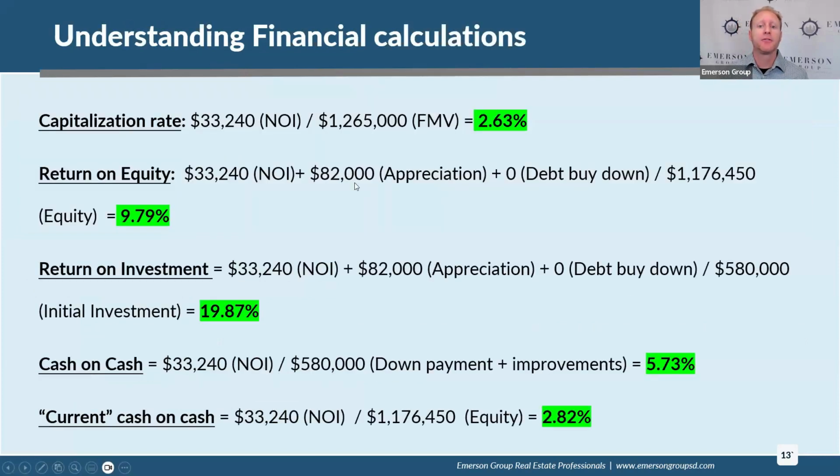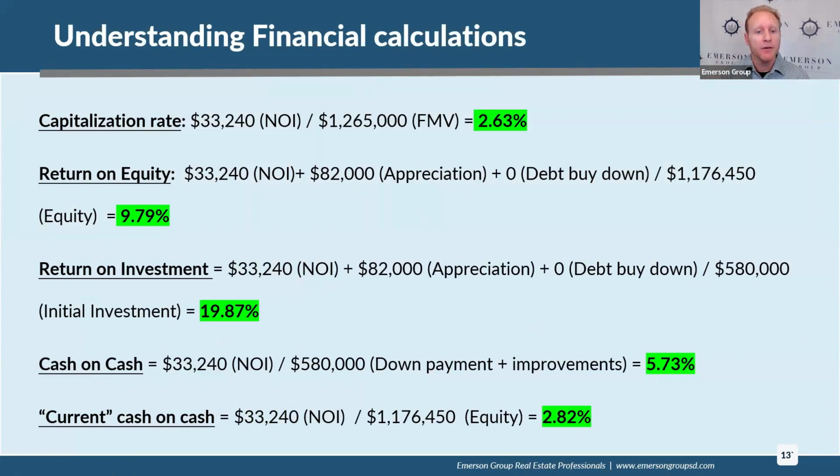Now let's go through the financial calculations that we went through as far as the top 5 here, right? And what does it look like using the information here? As you can see, well, the capitalization rate, 2.63%. Well, that's poor, right? That's not something that you'd want to own if you can go buy something else and generate a higher return today in our market.